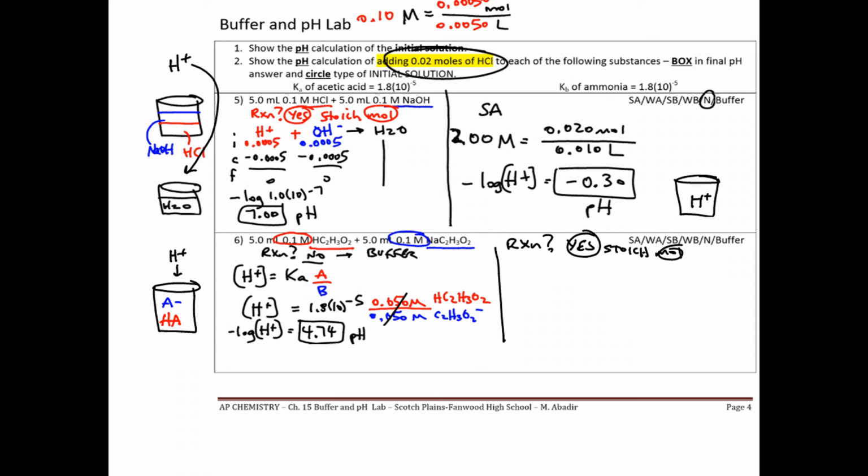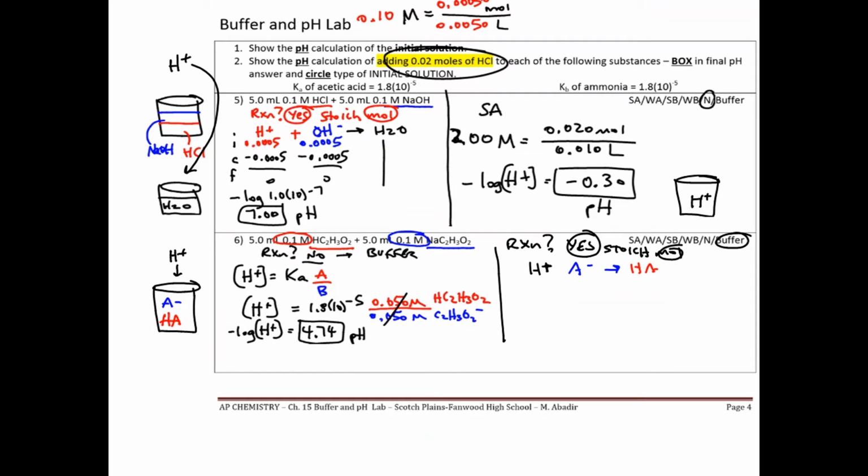And I forgot to circle last time that this was a buffer, so it's a buffer. Okay, so let's do our stoich in moles. We threw in an H plus, so now we're going to write H plus over here, and we're going to put that together with the base part of the buffer, which is the A minus. And that's going to form the acid back again.